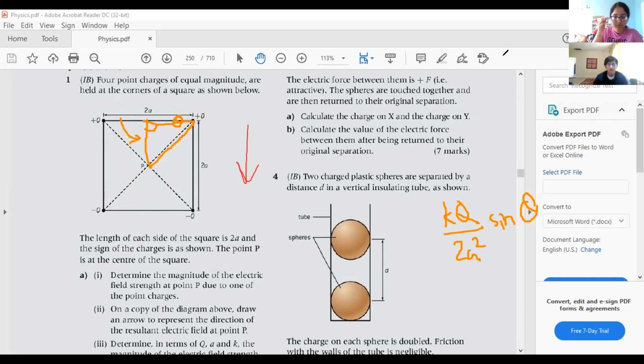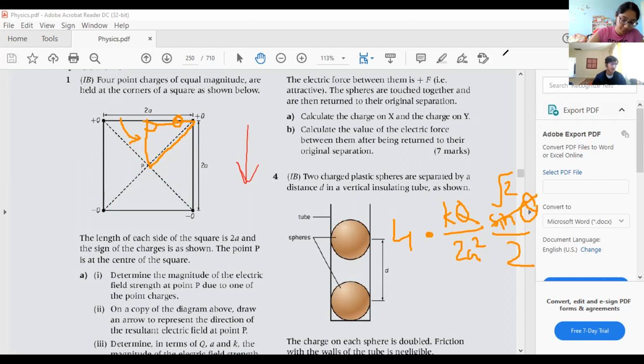Okay, so now we have to take 4 of these, right? Because that's the vertical component, and we have to do that 4 times. So it'd be sine 45 times the 2a squared. Or no, it would just be a square root 2, right? And then we multiply that by 4 because there's 4 of those forces. And theta has to be 45 degrees because it's a square, and point P is at the center. So sine theta must be root 2 over 2, right?